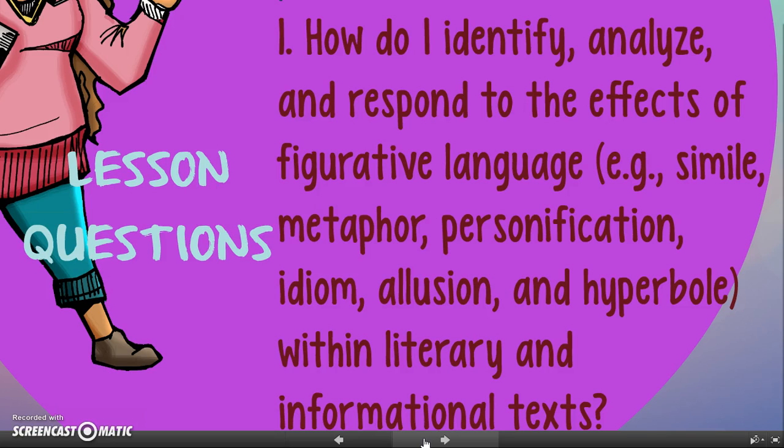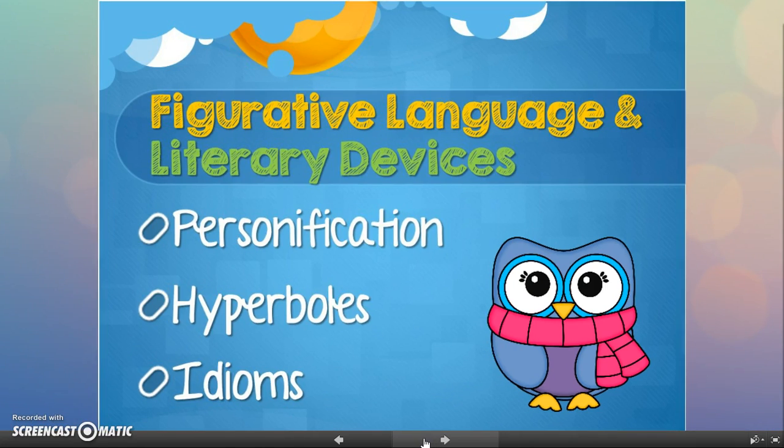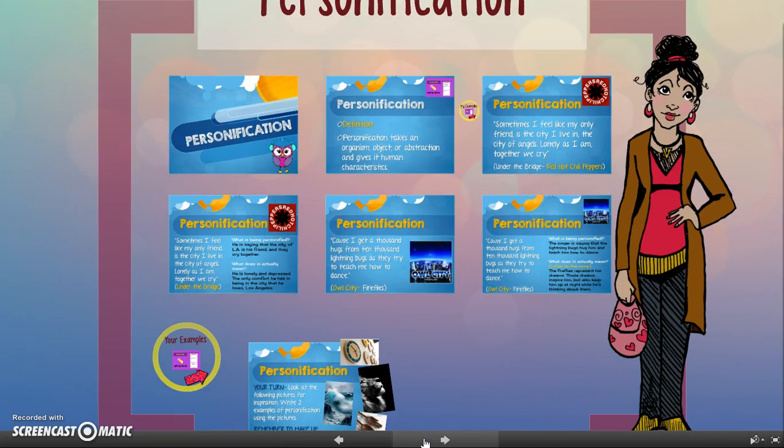And I did it again. Reading is fundamental. I keep switching the words up, but I still love you. So, today we're going to focus on personification, hyperbole, and idiom. Okay? So, it is time for us to jump into our notes.